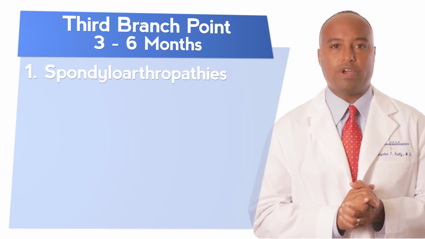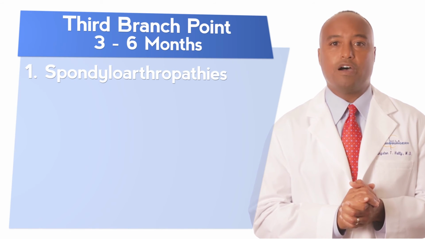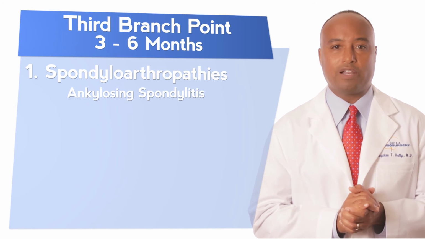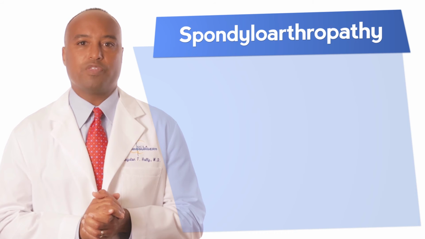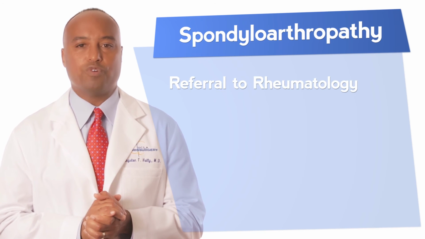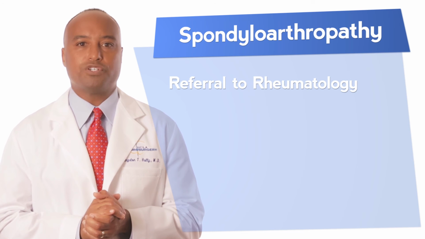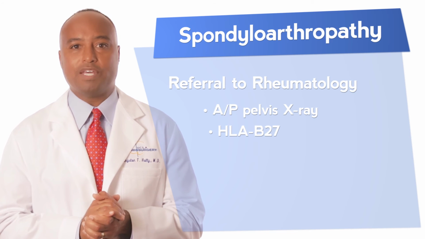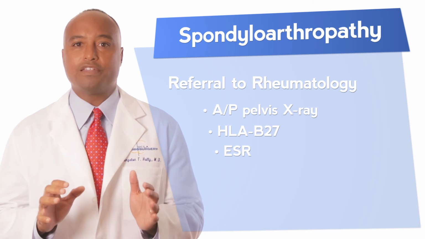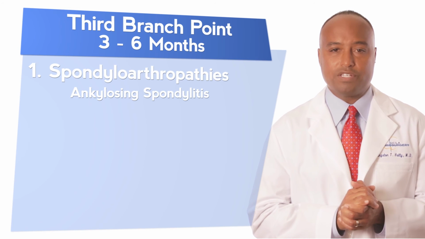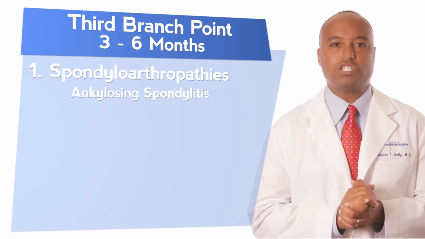An important consideration for patients with chronic back pain of 3 months or more is spondyloarthropathies such as ankylosing spondylitis. Patients with historical features or findings on exam or imaging that suggest a spondyloarthropathy should be referred to rheumatology. These patients should have an AP pelvis X-ray, an HLA-B27 lab test, an ESR, and a CRP ordered at the time of referral.